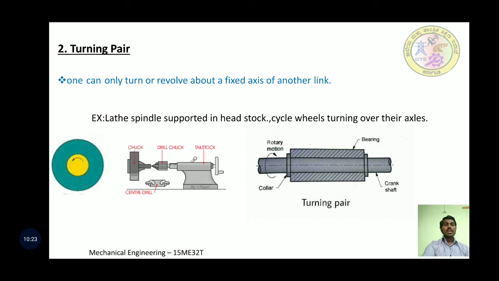So this is a tailstock. So tailstock, drill chuck. In between a chuck and a drill chuck, a workpiece is inserted. So this is a kind of operation in a lathe machine: drilling a hole in a cylindrical object.